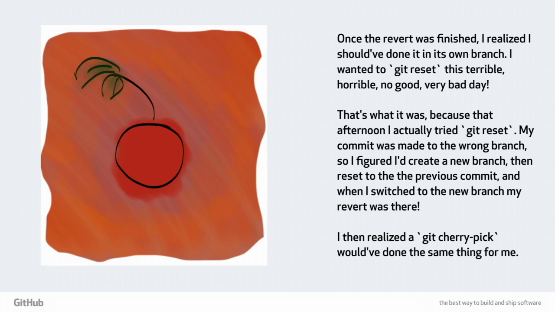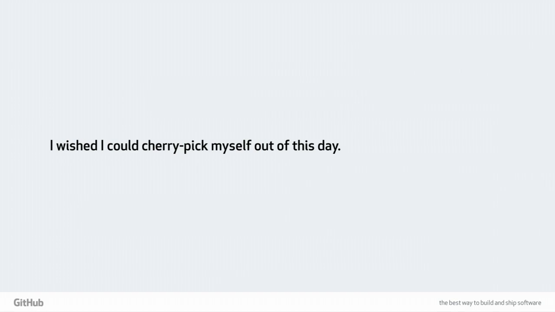My commit was made to the wrong branch, so I figured I'd create a new branch, then reset to the previous commit. And when I switched to the new branch, my revert was there. I then realized that Git cherry-pick would have done the same thing for me. I wish I could cherry-pick myself out of this day.